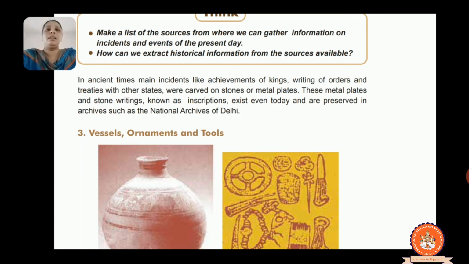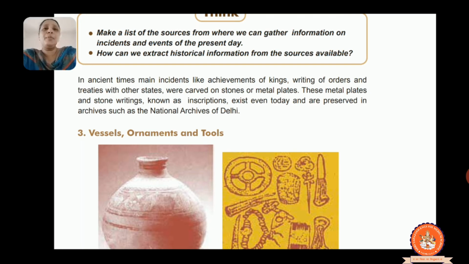Everything in the ancient time was recorded, including the orders and the relations with other states that existed at that time. What happened in that state, what the king did for his state, what they made, what they did for their people, everything is written on stone or a metal plate. I have given the information about stone inscription, that I told you is a huge stone or a huge rock on which they wrote everything. That is called an inscription.